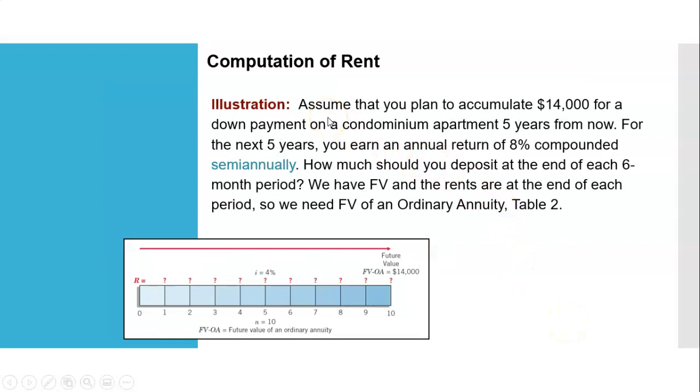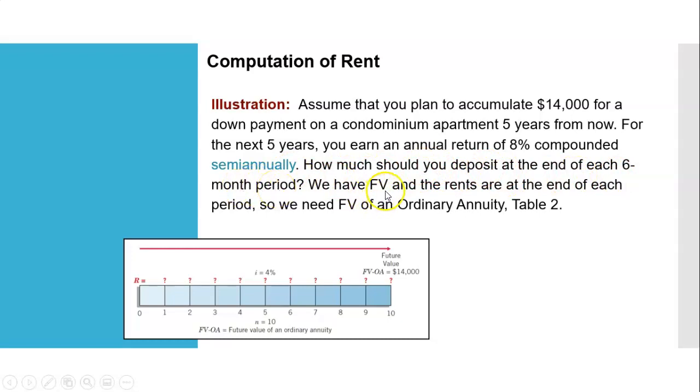Now what if we want to know how much are going to be the rents? So assume that you plan to accumulate $14,000 for a down payment on a condo 5 years from now. For the next 5 years, you earn an annual return of 8%, compounded semi-annually. That's twice a year. How much should you deposit at the end of each 6-month period?